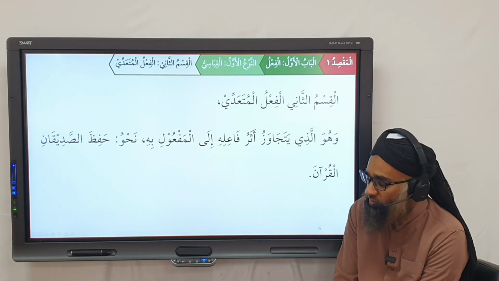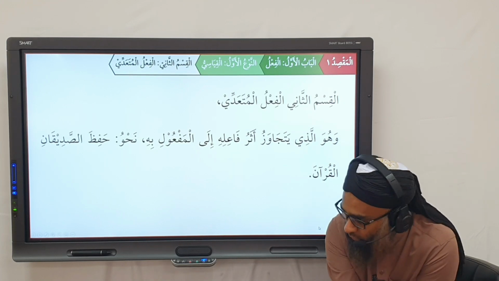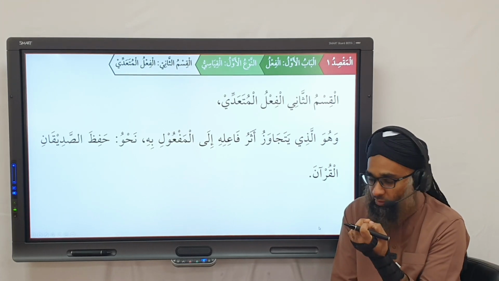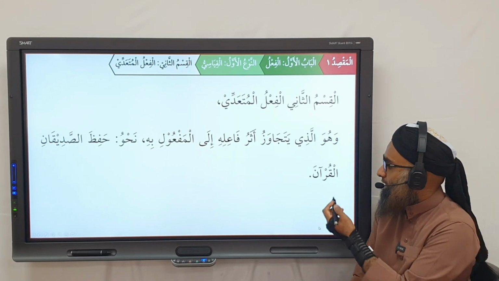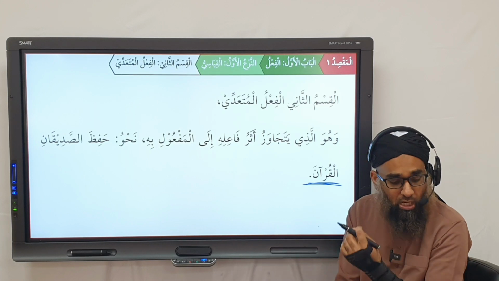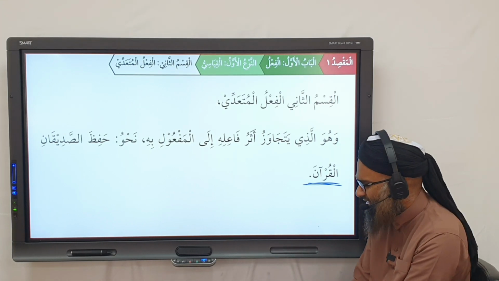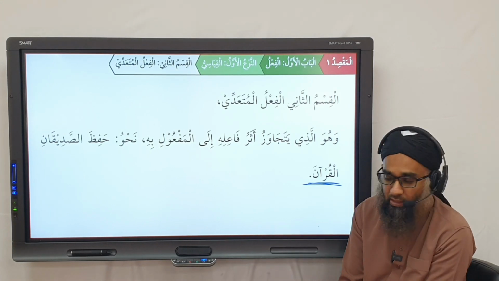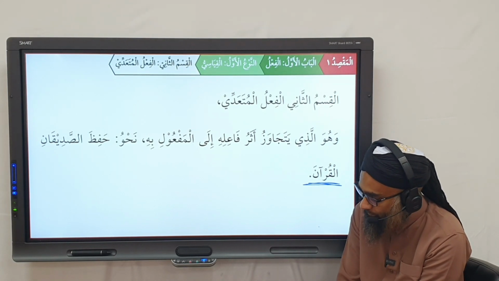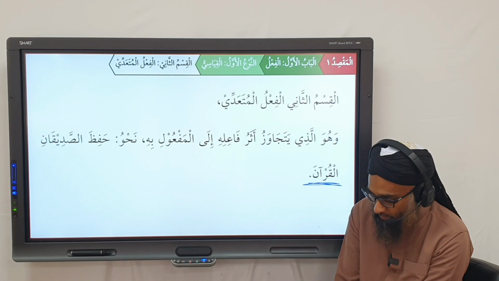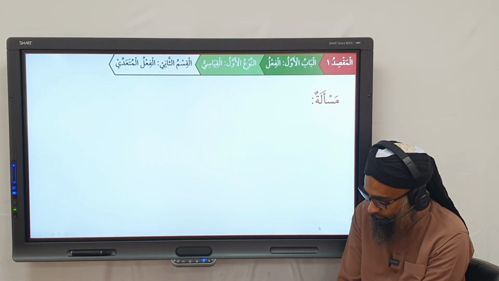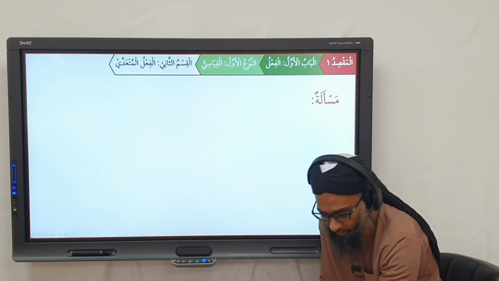For example, حفظ الصديقان القرآن. So now here you have حفظ is a verb, صديقان is a fa'il. So the effect of حفظ goes on to the word Quran. So they're doing the memorization occurs on the Quran. Yes, this is basically the Arabic text of what we already know in English of a transitive verb. Understood? Yes, so far so good? Yes? Okay. Now here we have a new masala.